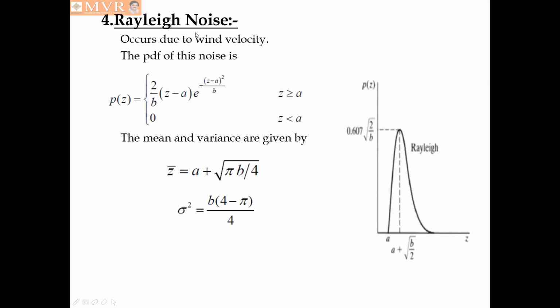And the second one is called Rayleigh noise. It occurs due to the wind velocity. Whenever we capture images when there are very large winds, the noise which occurs is Rayleigh noise. This is the definition of Rayleigh noise: P(z) equals 2/b (z minus a) e to the power minus (z minus a) whole squared by b. The mean and the variance are given by z bar and sigma squared, and this is the probability density function curve of the Rayleigh noise.